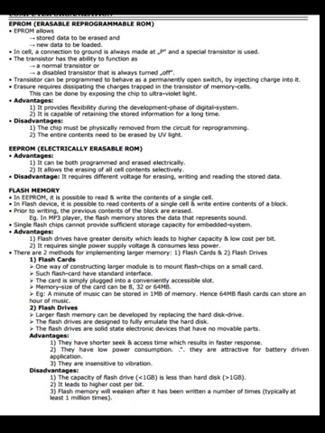Advantages: it provides flexibility during the development phase of the digital system. It is capable of retaining the stored information for a long time. Disadvantages: the chip must be physically removed from the circuit for reprogramming. The entire contents need to be erased by UV light. EEPROM, electrically erasable ROM. Advantages: it can be both programmed and erased electrically. It allows the erasing of all cell contents selectively. Disadvantage: it requires a different voltage for erasing, writing and reading the stored data.